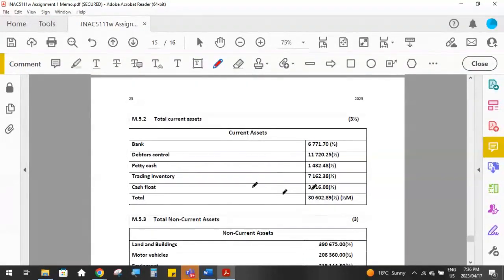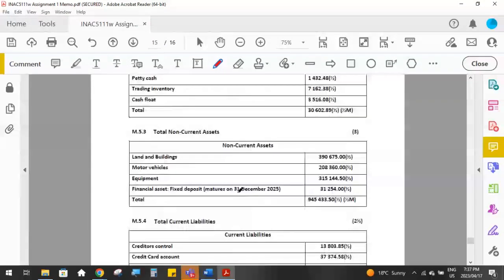That wasn't too badly done. Current assets, most of you got that correct. Bank, debtors, petty cash, cash float. Non-current assets, land and buildings, motor vehicles, equipment. This one over here was left out, financial asset. It was a non-current asset because they said that it matures only on the 31st of December 2025, which means you're going to have that asset for longer than the next 12 months. So it had to go under non-current.